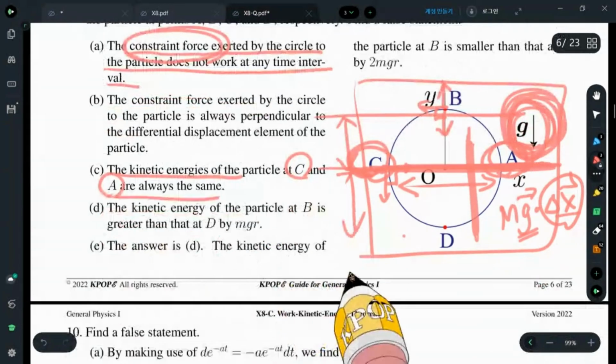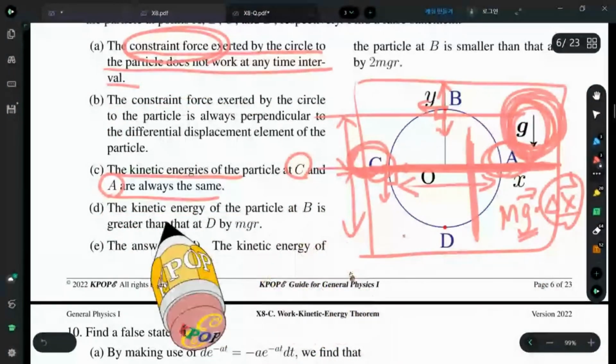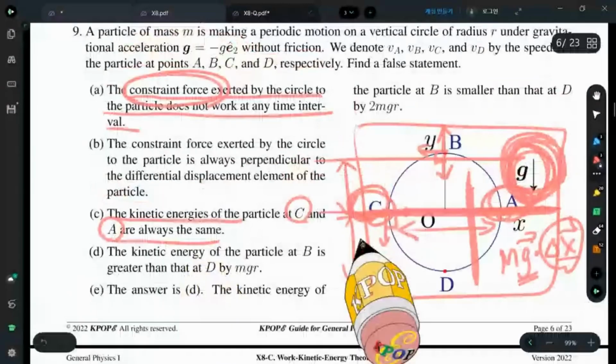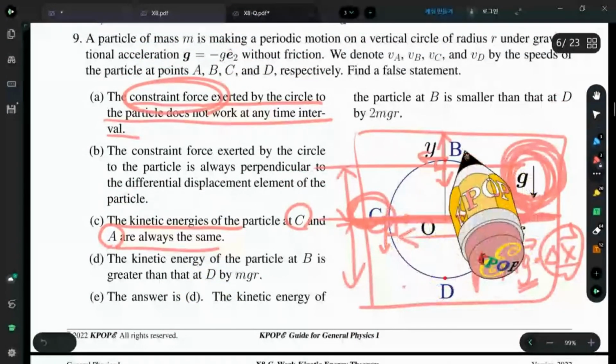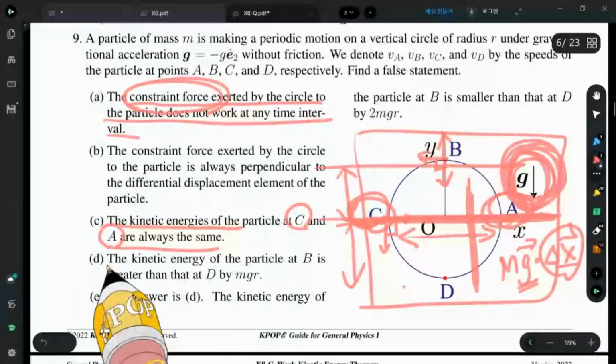The kinetic energy of particle B is greater than... It is slower. When you climb up, it slows down. It's wrong.